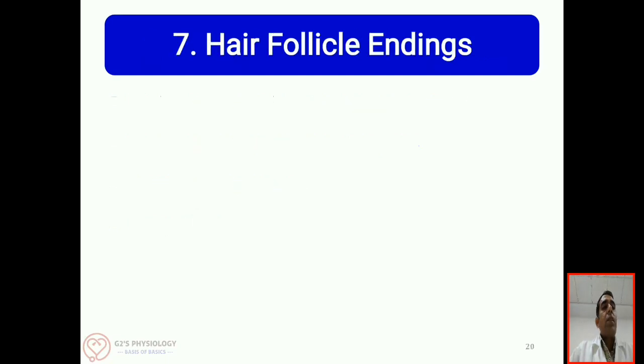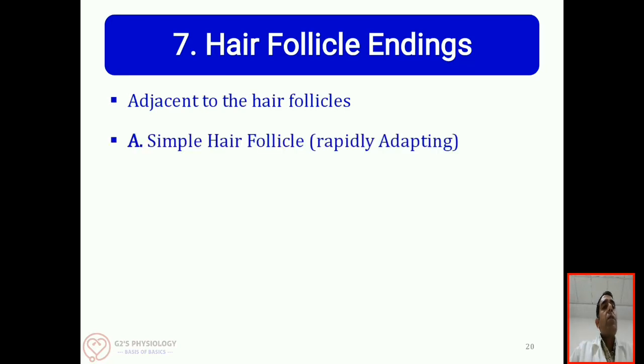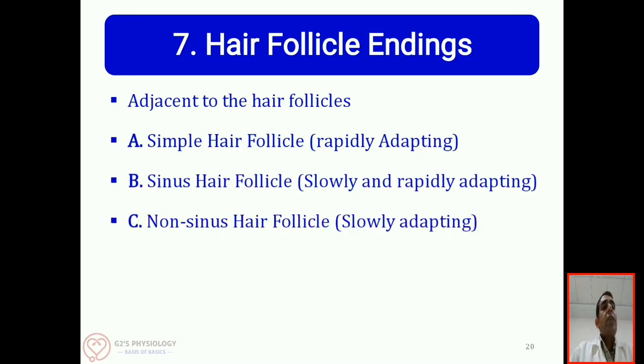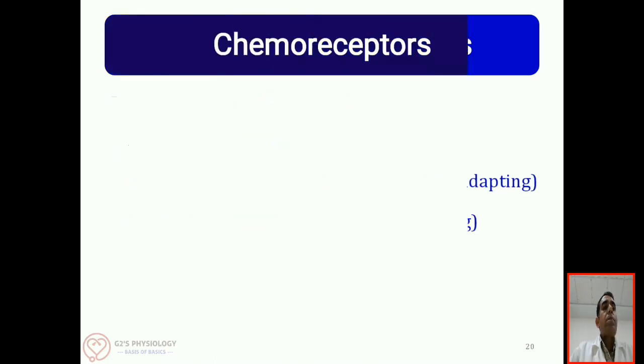And the last example of the important mechanoreceptors is the hair follicle endings. These are receptors present adjacent to the hair follicles, and there are three types: simple hair follicles, sinus hair follicles, and non-sinus hair follicles. Some are rapidly adapting, some are slowly adapting. So these are the examples of important mechanoreceptors: Meissner corpuscle, Krause end bulb, Pacinian corpuscles, Ruffini end organs, Golgi-Mazzoni corpuscle, and hair follicle endings.